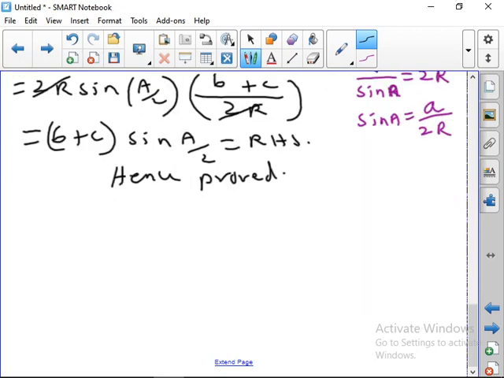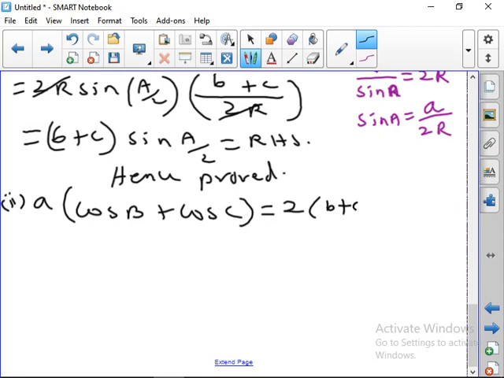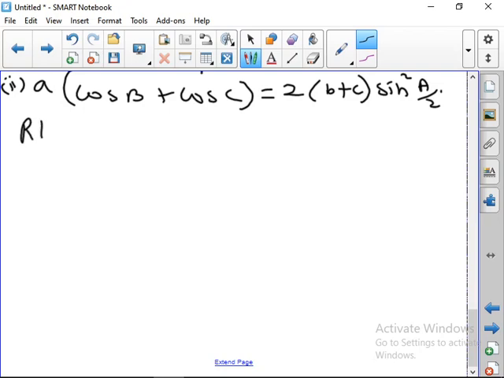Okay. Now we'll go to the second subdivision. Second subdivision, A into cos B plus cos C is equal to 2 into B plus C into sine square A by 2. Okay, take the right hand side now. So what is the right hand side? 2 into B plus C into sine square A by 2.